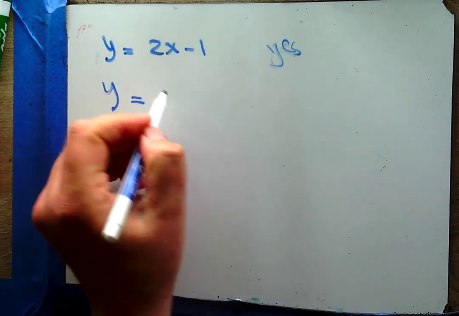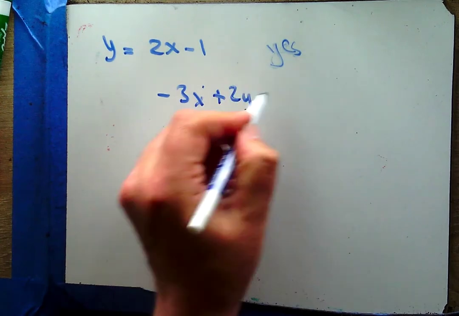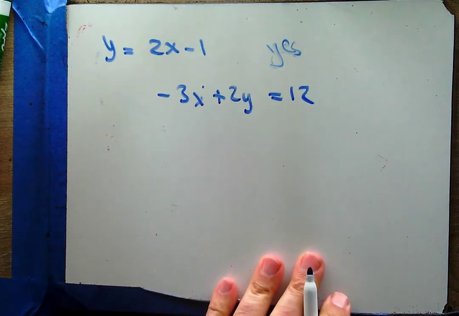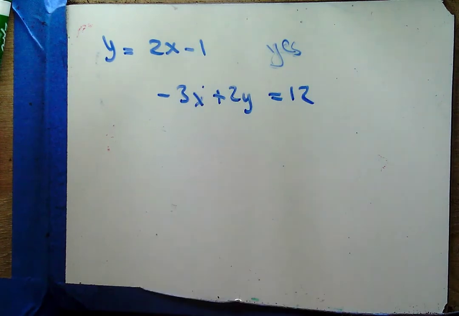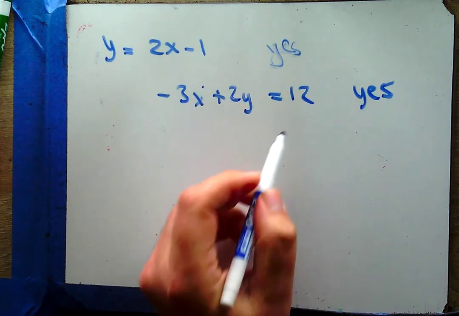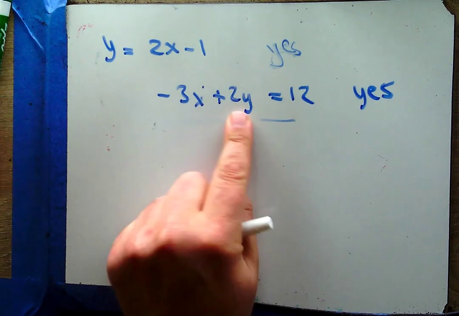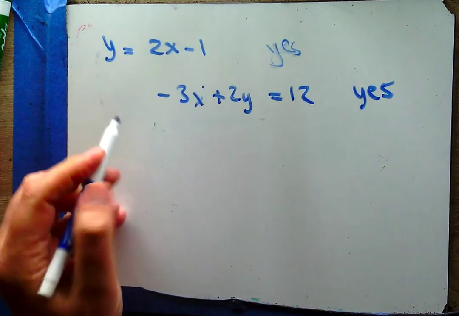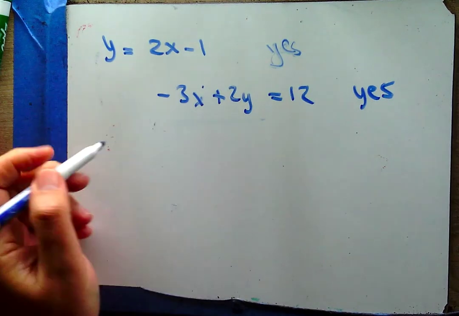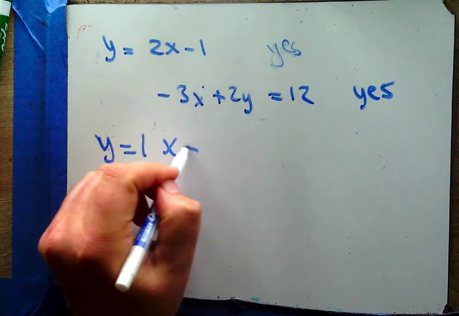How about y equals -3? Oops, no it isn't. It's -3x plus 2y equals 12. 5, 4, 3, 2, 1. Sure, this is just the standard form of the equation of a line. And when we see standard form like this, we know we're talking about a linear equation. And yes, this is a function of x. This certainly passes the vertical line test. How about y equals absolute x minus 4?